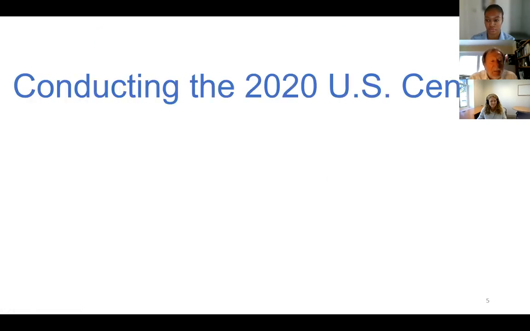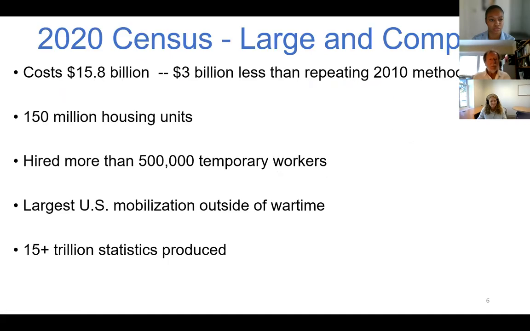Okay, I'm going to talk a little bit about how the 2020 census was conducted. One could spend a long time doing this, but I'm going to try to be brief, but not overlook any important details. Next slide. Just to give you a sense of the extent and the complexity of the 2020 census, I'll note that it cost $15.8 billion over a 10-year period, but also note this is $3 billion less than what it would have cost to repeat the 2010 methodology in 2020.